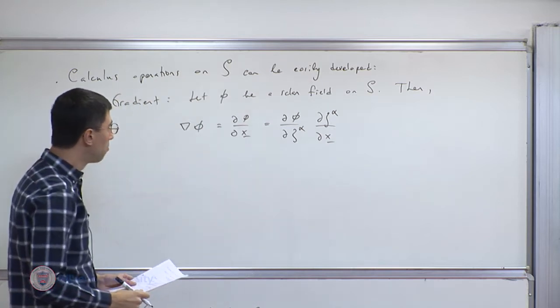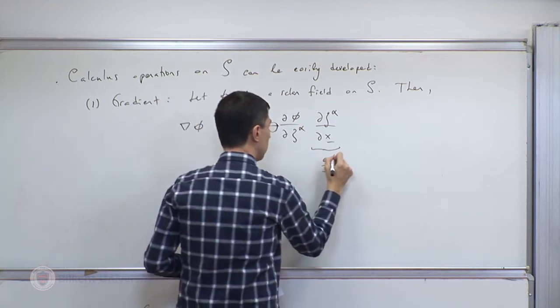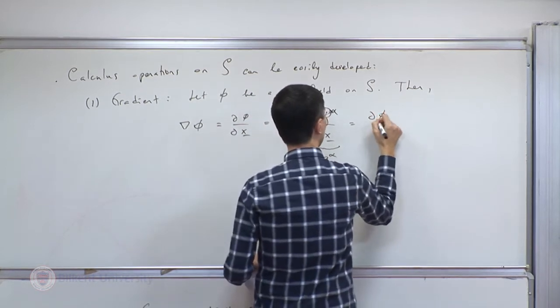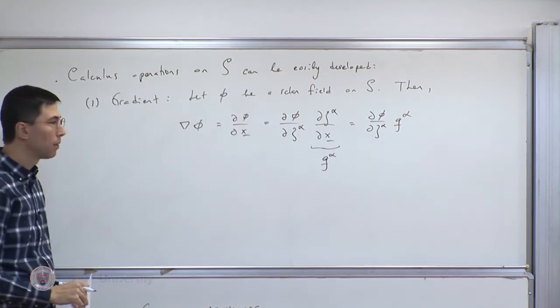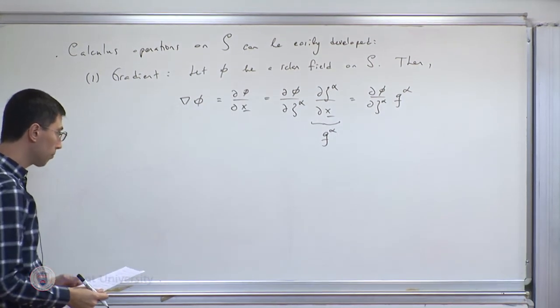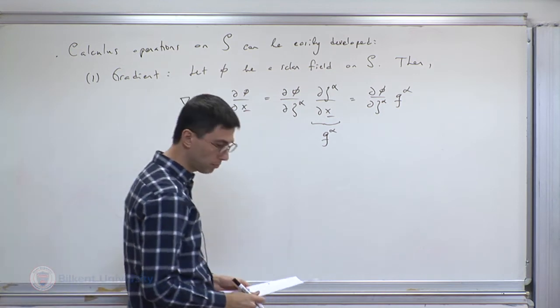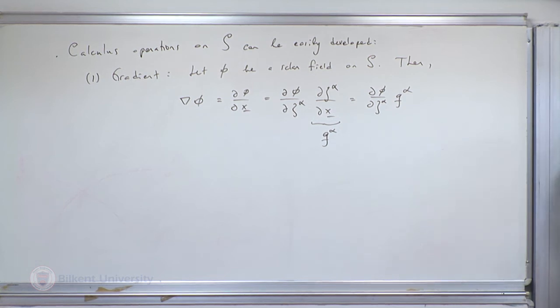Okay. So the second vector now we have observed is nothing but the contravariant basis G alpha, and therefore the chain rule reveals that the gradient is equal to that result. Okay. So the divergence is likewise not hard, just slightly more involved. Let's also do that.